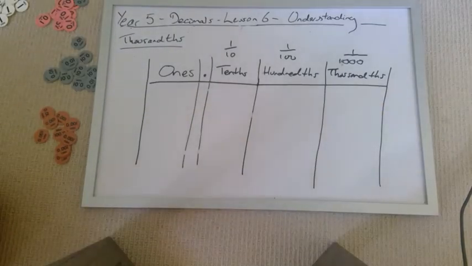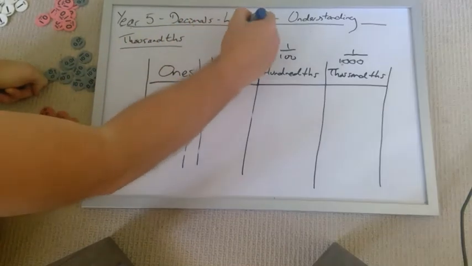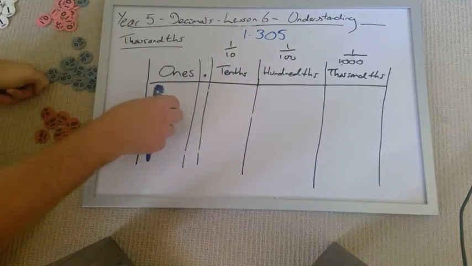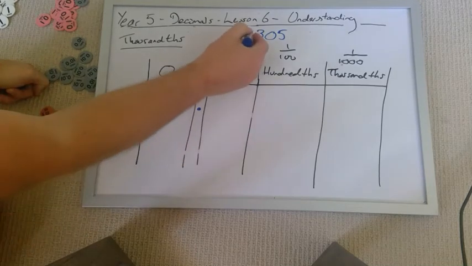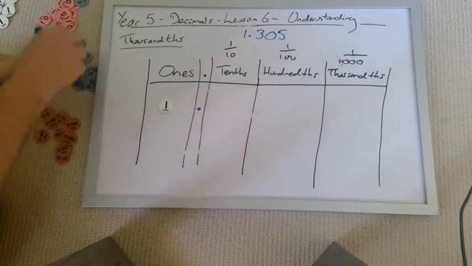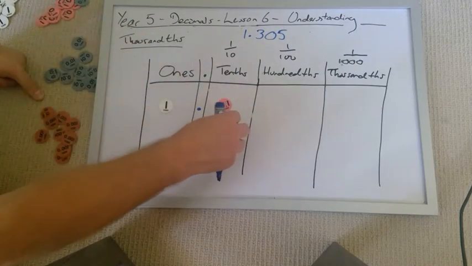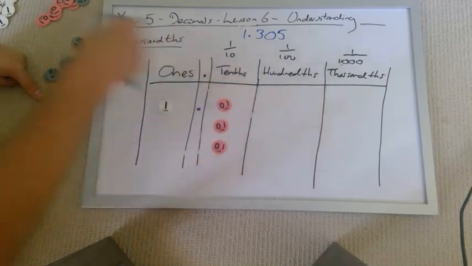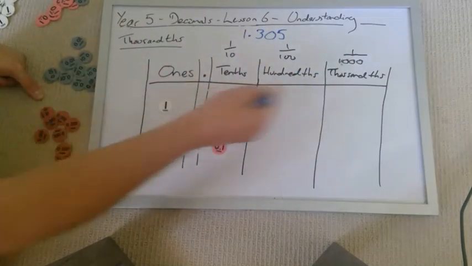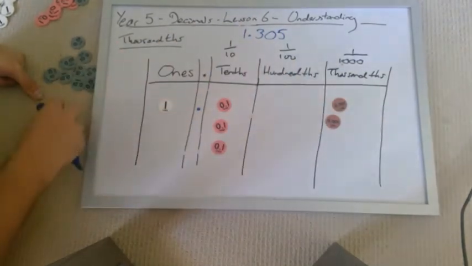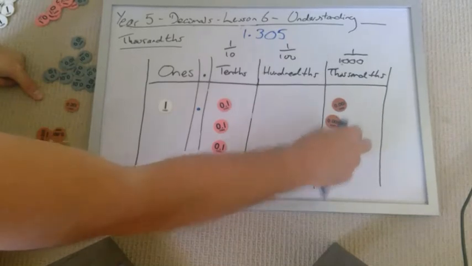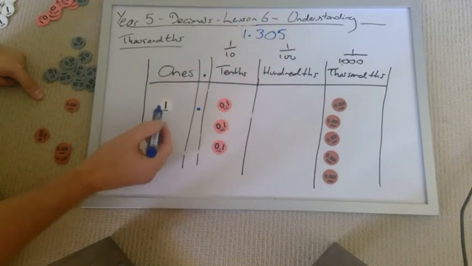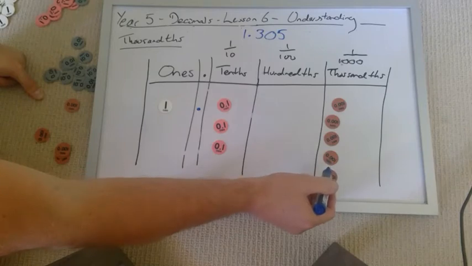Okay, so let's have a look at another example. So this time I'm going to go for 1.305. So this time I do have some ones, so I'd represent the 1. I now have my decimal point, because the rest of the numbers come after the decimal point. I do have 3 tenths, so I can represent that using my tenths counters. I have no hundredths, so I do not need to place anything in here. And I have 5 thousandths, and I would place 5 of these in here. And I've now used my place value counters to represent this decimal number. So I have 1.305 as a decimal.